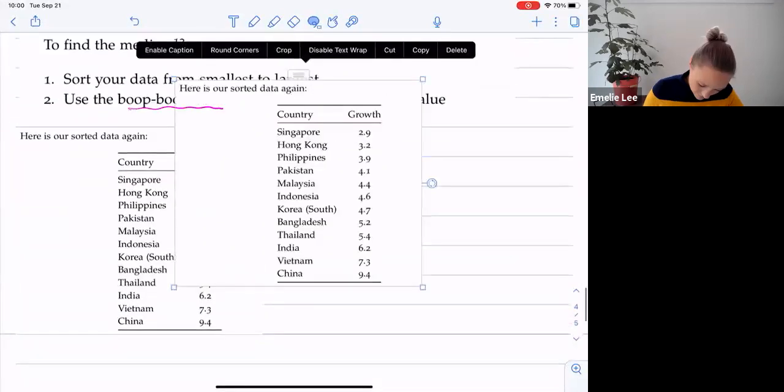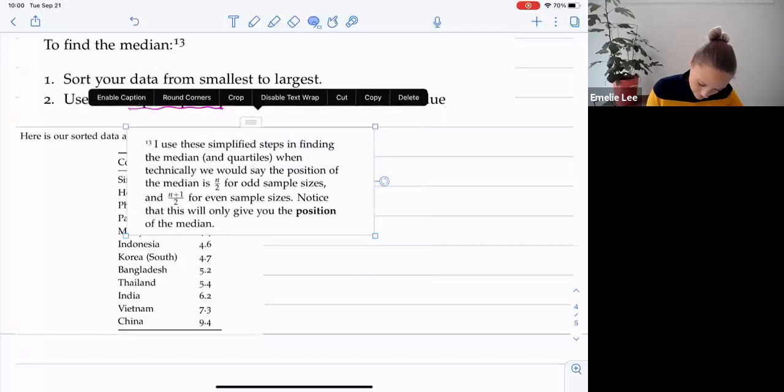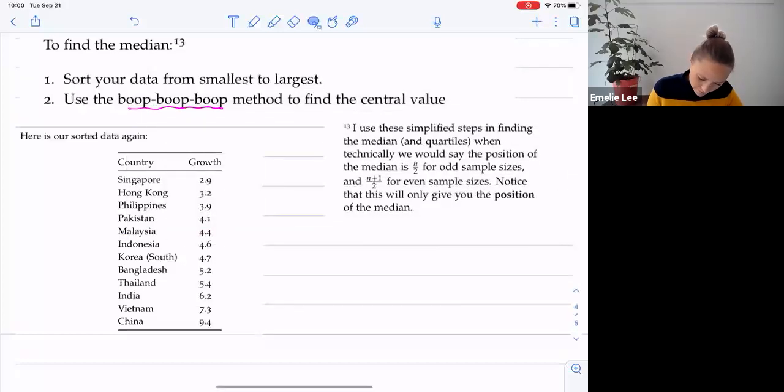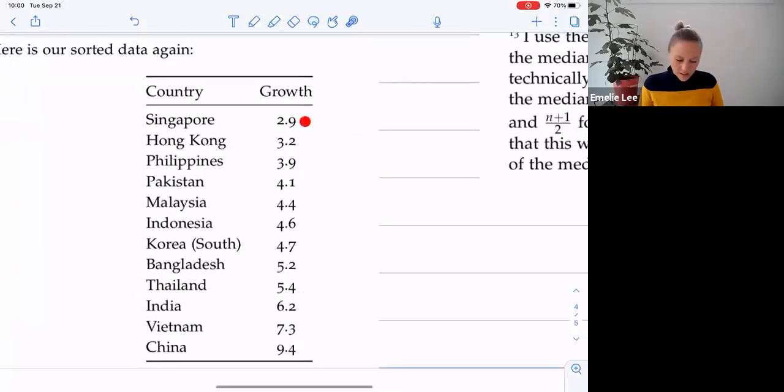And you know what? I'm going to move this. There. So here we've got our sorted data. It's been sorted from smallest to largest, right?